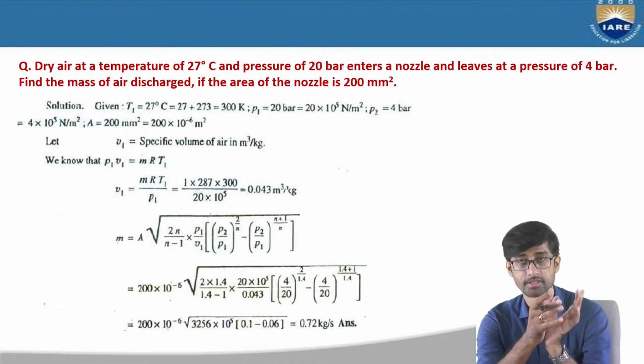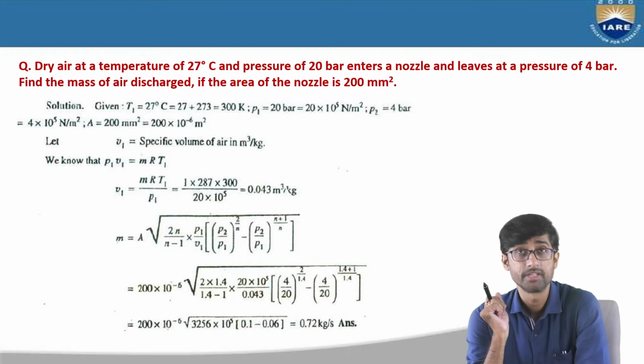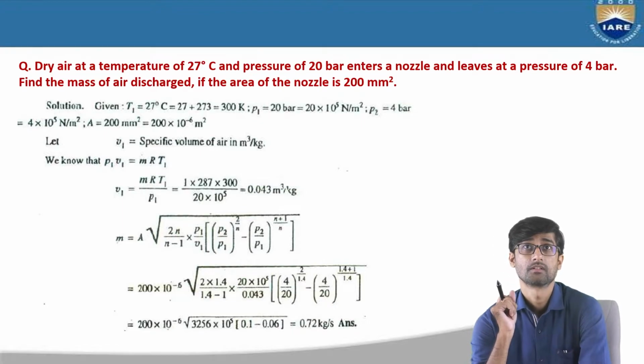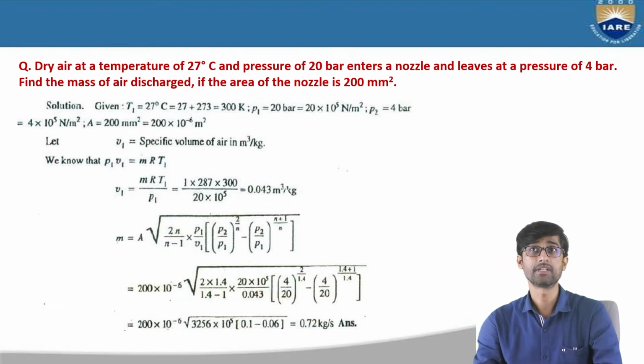So now using these relations, we'll solve one problem. The question is, dry air at a temperature of 27 degrees Celsius at a pressure of 20 bar enters a nozzle and leaves at a pressure of 4 bar. Calculate the mass of air discharged if the area of the nozzle is 200 millimeter square.